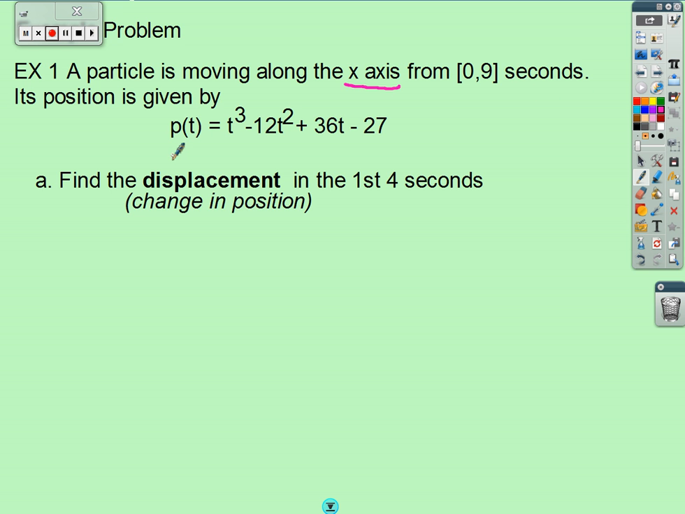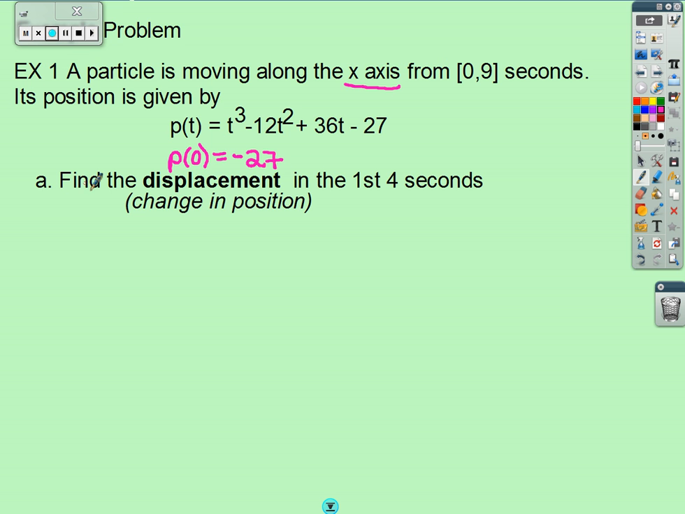So for example, if I wanted to know what's the position of the particle at time 0, where is the particle on the x-axis when the time is 0, I would plug in 0 here, here, and here. So that would give me 0 minus 0 plus 0 minus 27. So the position of the particle at time 0 is -27. So it's at -27 on the x-axis at time equals 0.